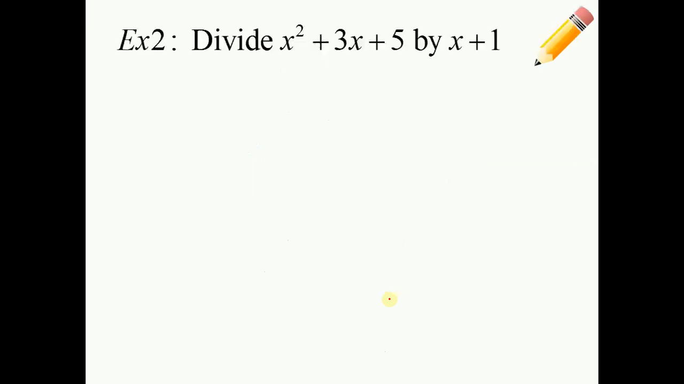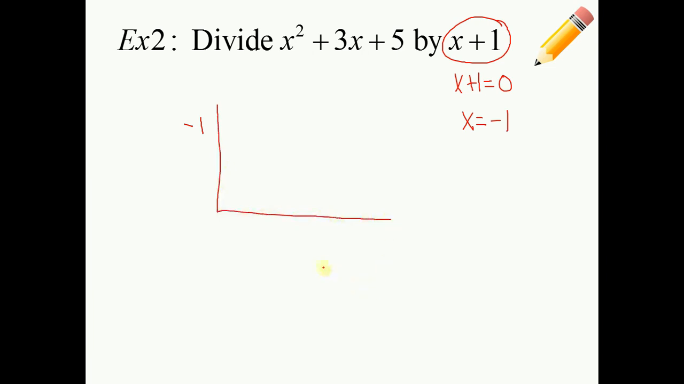Let's try another problem here. So I got x squared plus 3x plus 5. So first step we did is we want to figure out what this solves for if I set it equal to 0, or what's the solution to this problem. So x would be -1, right? So we're going to put that outside the upside down house.